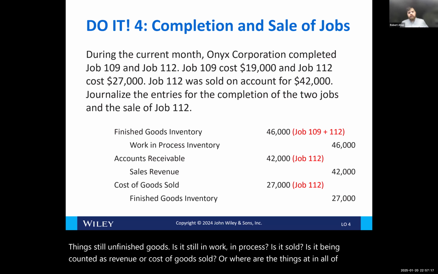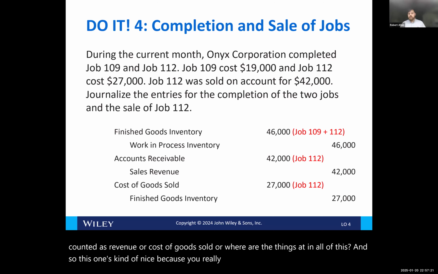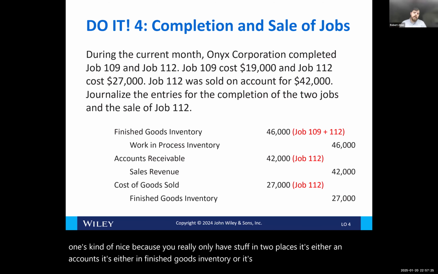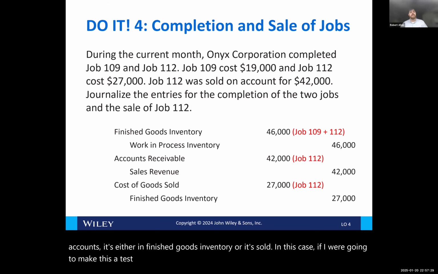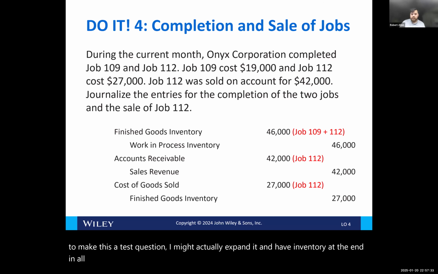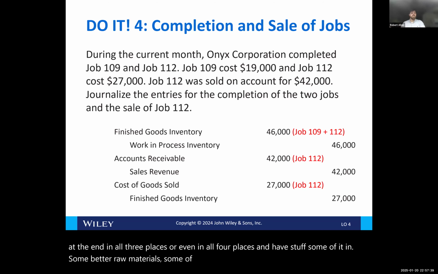And so this one's kind of nice because you really only have stuff in two places. It's either in finished goods inventory, or it's sold in this case. If I were going to make this a test question, I might actually expand it and have inventory at the end in all three places, or even in all four places, and have some of it in work in process, some of it in raw materials, some of it in finished goods, some of it in cost of goods sold and revenue, et cetera. And we could really get this thing cool.